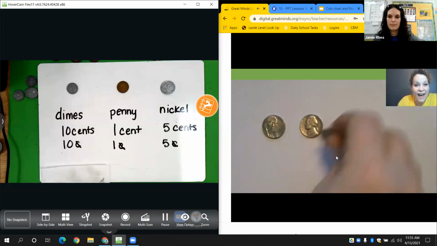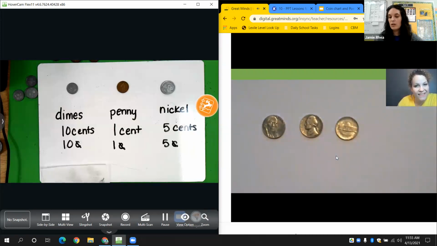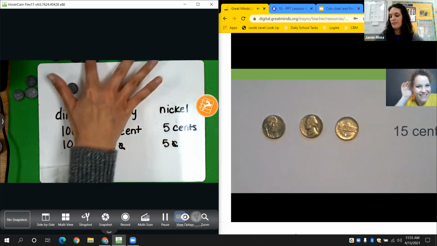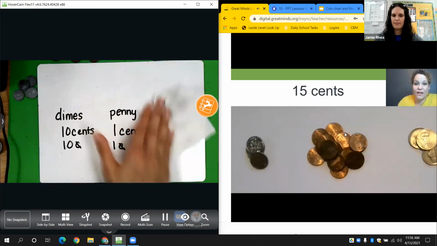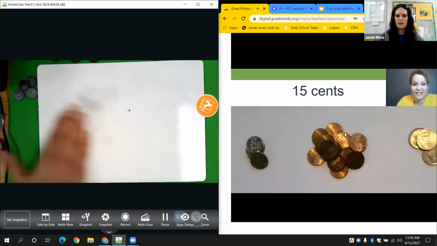How many cents will I have if I put down 1 more nickel? Well, let's count it out. 5, 10, 15. 15 cents. I'm going to make 15 cents in different ways, using pennies, dimes, and nickels.